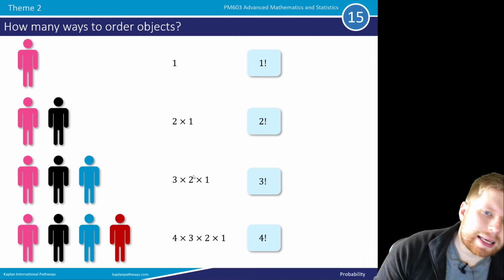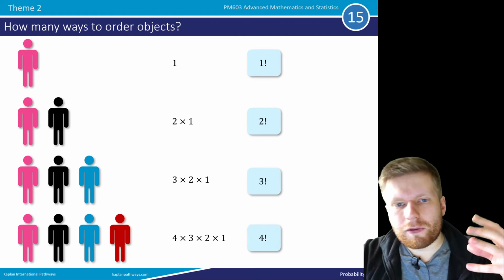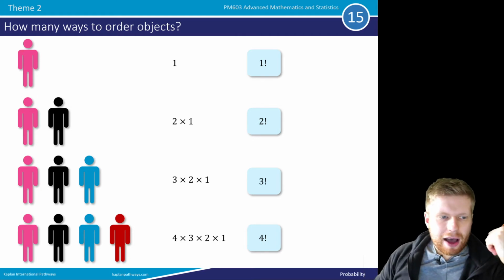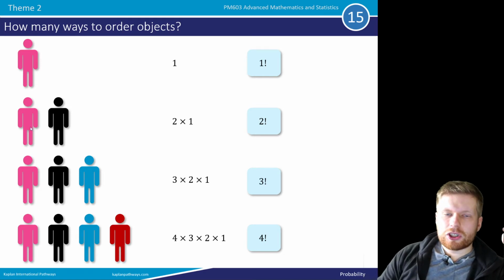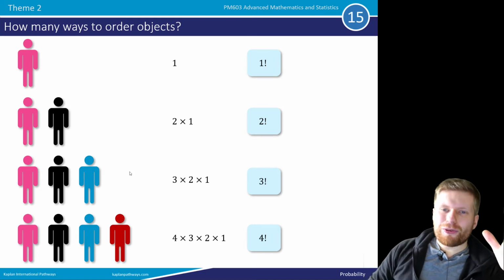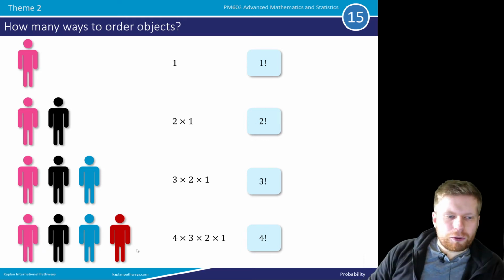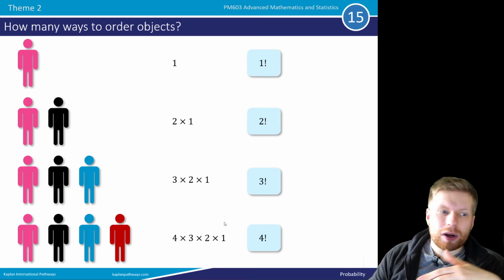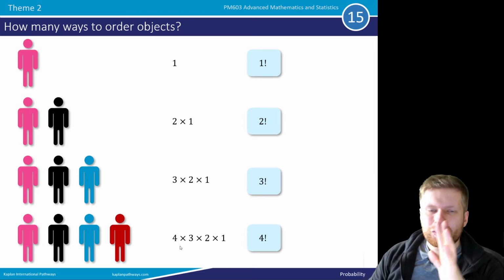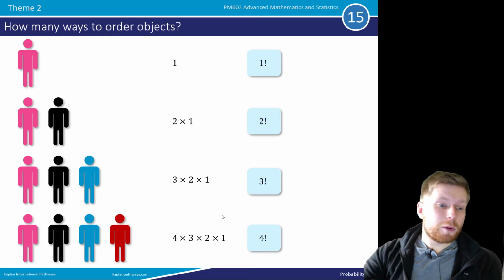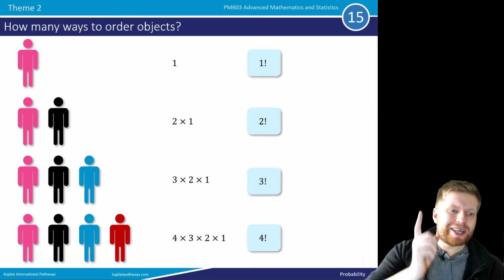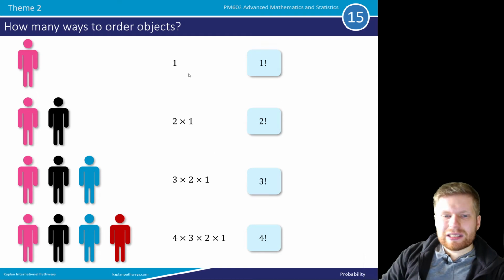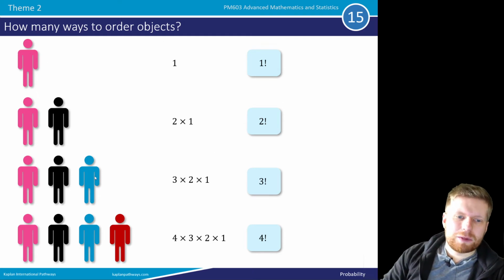Now, you notice the pattern here, okay? How many different ways are there of ordering the objects, okay? Well, if you have 1 object, it's just 1. If you have 2 objects, it's 2 times 1. If you have 3 objects, it's 3 times 2 times 1. 4 objects, 4 times 3 times 2 times 1. 5 objects would be 5 times 4 times 3 times 2 times 1. 6 would be 6 times 5 times 4 times 3 times 2 times 1. This kind of pattern will carry on regardless of how many objects you have.